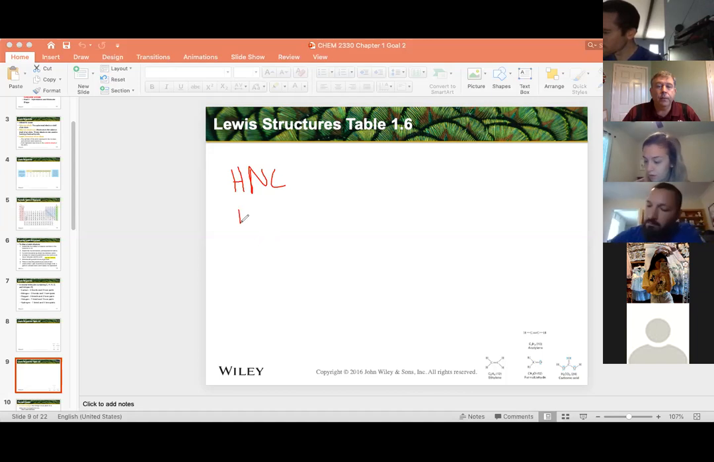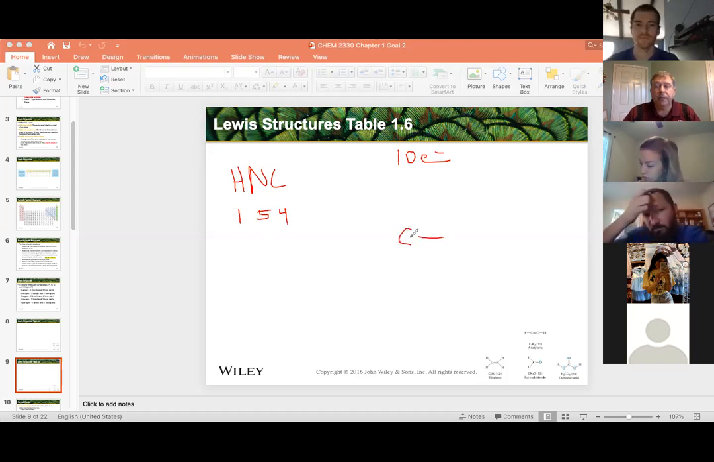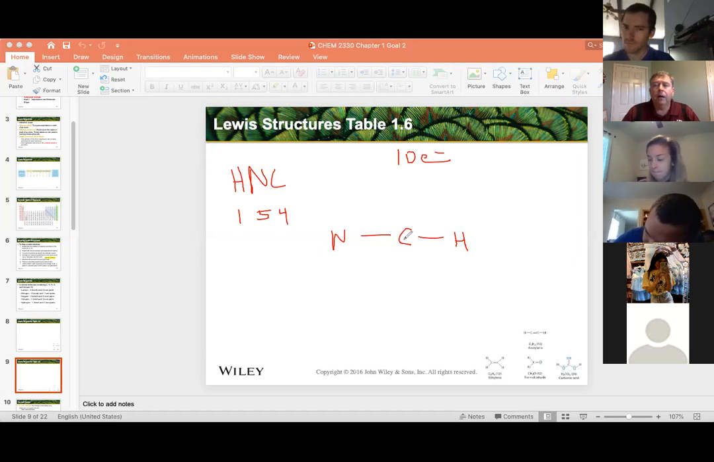Okay, so hydrogen has 1 electron, nitrogen has 5 electrons, and carbon has 4 electrons. So we have a total of 10 electrons to play with. Okay, and nitrogen bonds 3 times, carbon bonds 4 times. So I'm going to put carbon in the middle because carbon has to bond more times. So we have nitrogen here, and we have hydrogen here. Okay. Carbon never has lone pairs, so I can't put any electrons there.